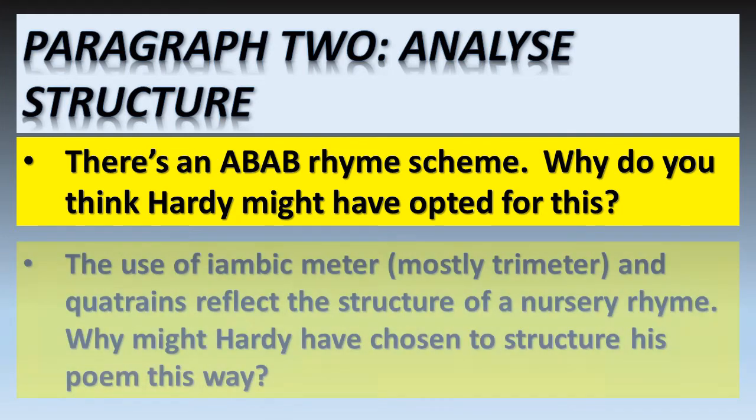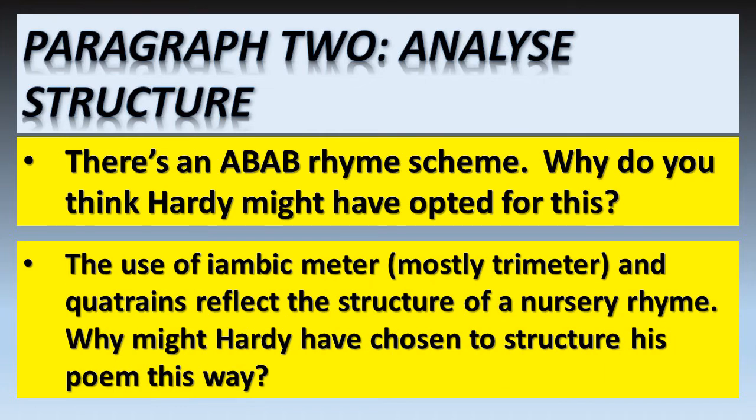When you've done that, the next thing you need to do is think about the use of the meter. So we've got iambic meter, it's mostly trimeter, and we've got quatrains, stanzas that are four lines long throughout the poem. And it sort of reflects the structure and rhythm of a nursery rhyme. Why do you think Hardy might have chosen to structure his poem this way? Come up with your own idea for that, but that's something that's evident when we think about the structure.